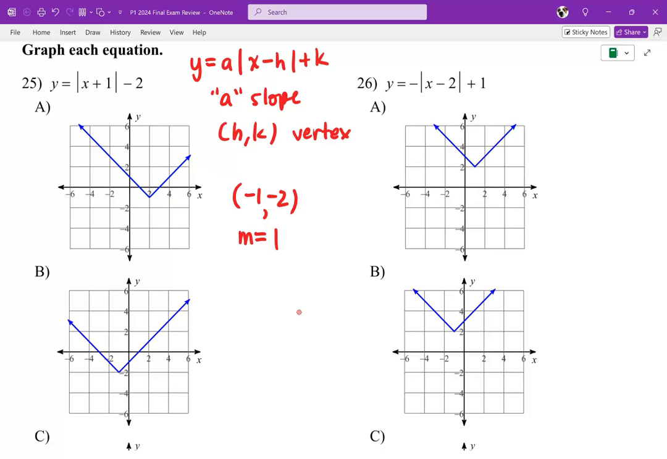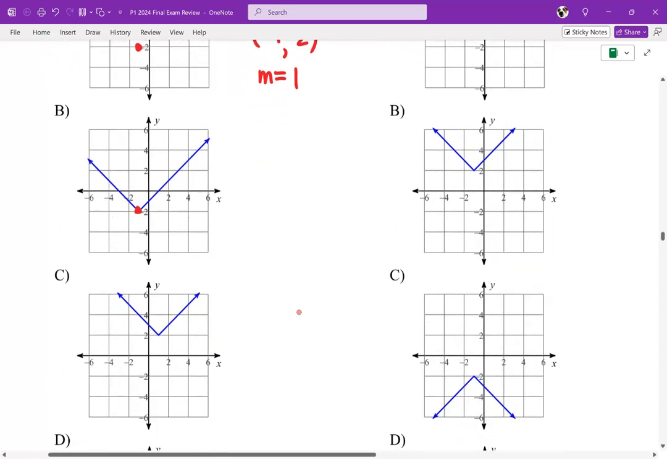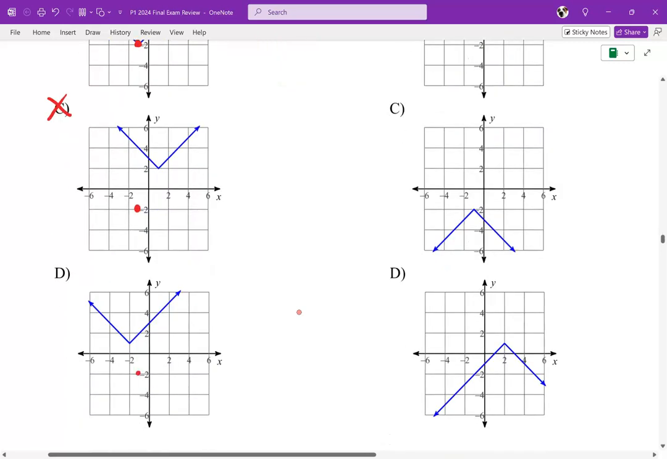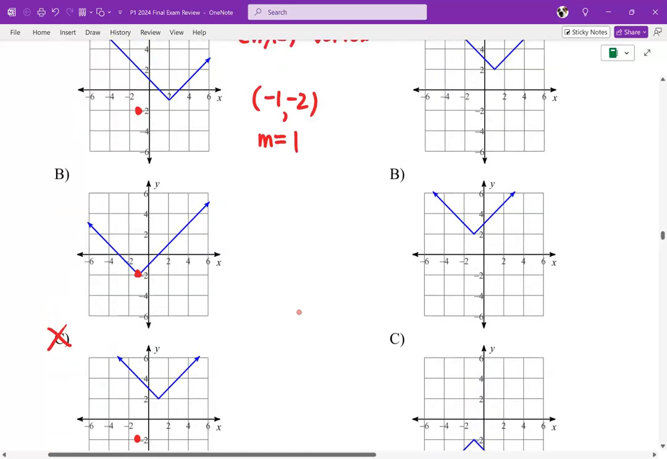So does part A have the pointy part at -1, -2? Let's see, -1, -2 would be right there. No, it doesn't. Part B, -1, -2. Yes, it does. Part C, -1, -2. No, it doesn't. Part D, -1, -2. No, it doesn't. So obviously, my answer is B. It's the only one that has the vertex in the right place.